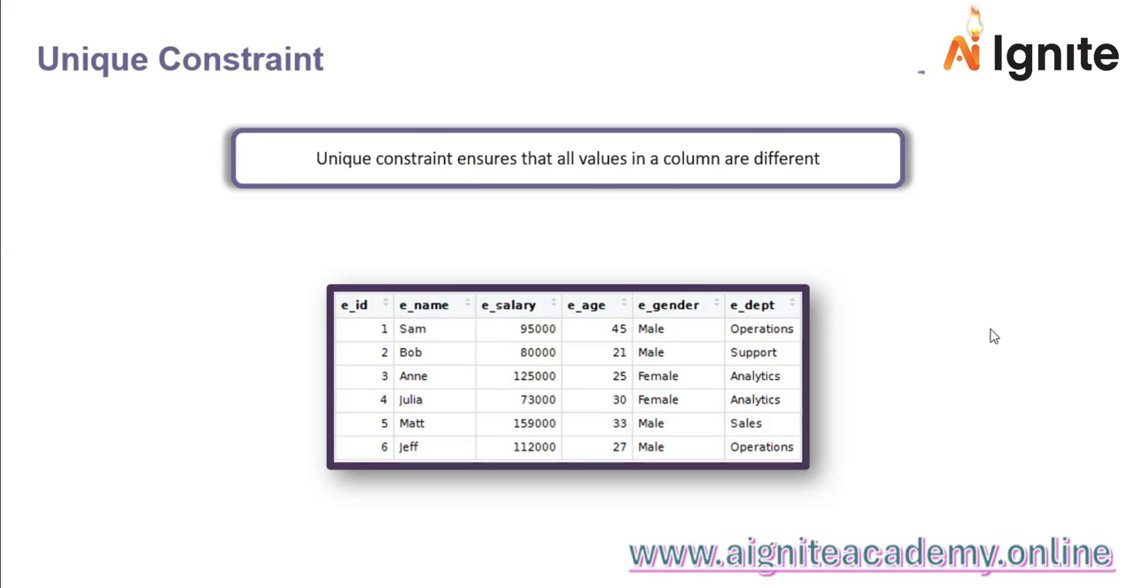Then we have the unique constraint, which ensures that all the values in a column are different. For example, if we assign the unique constraint to this ename column, then every entry of this column should have a unique value. And finally, we have the primary key constraint.